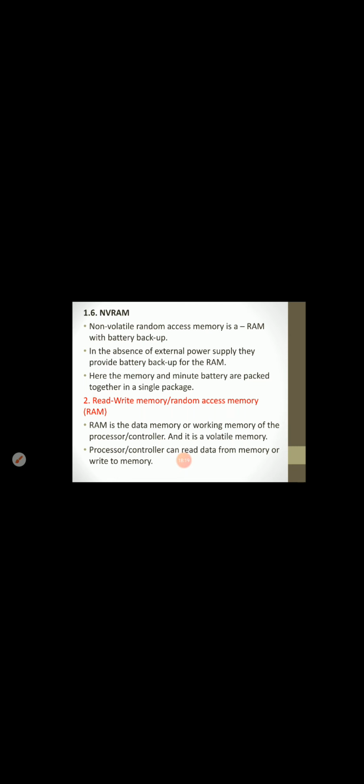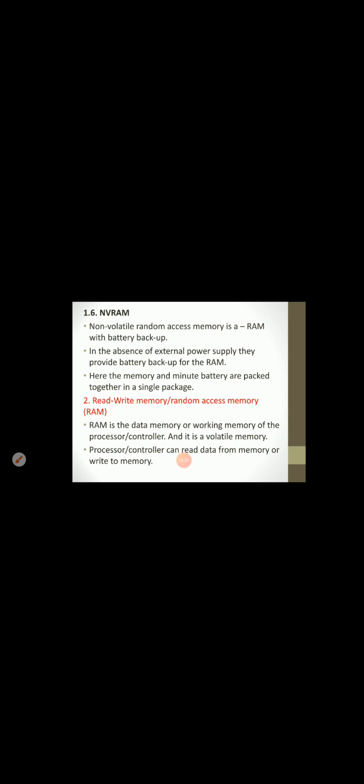And here the memory and the minute battery are packed together in a single package, that you should know. There is no separate unit available for the battery here. Both the memory and the battery are embedded in a single package. That's why many of the programmers are using NVRAM, and it can be used as both RAM as well as ROM. Fine.